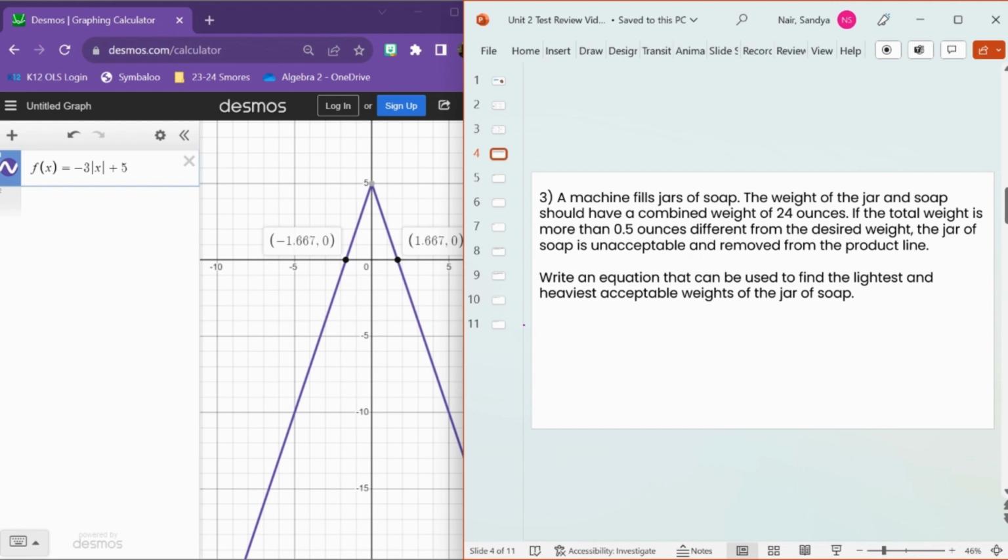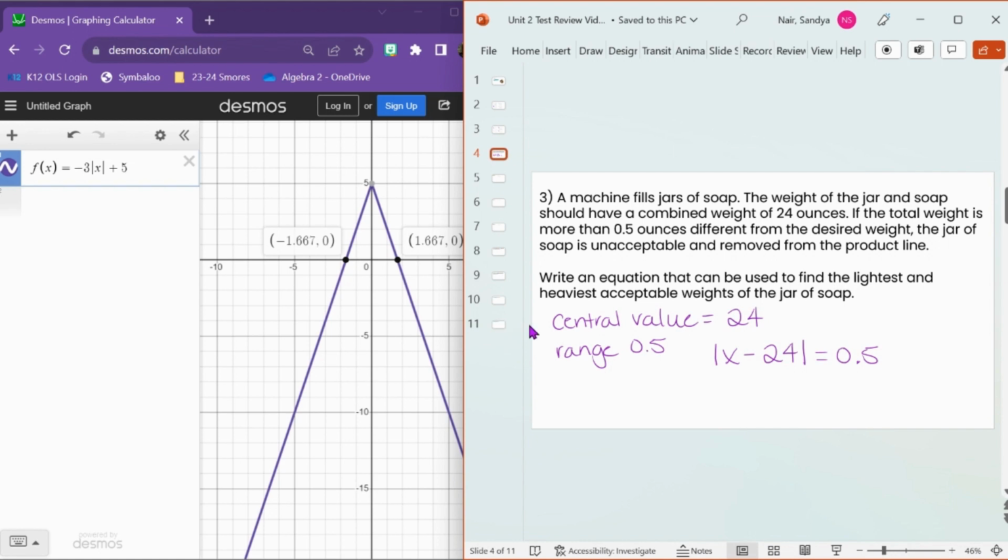So remember, this is like a situation that can be modeled by an absolute value equation because we have that central value or the average value, right? So that central value in this case is going to be 24. And then we have the range of values that's allowed, right? So the range is going to be 0.5. So that's going to be on the other side of our equation. So when we write this, we can write this as x minus 24, and that all goes in the absolute value, and that needs to equal 0.5. So this is the equation that's going to allow us to find the lightest and heaviest acceptable weights of the jar of soap.